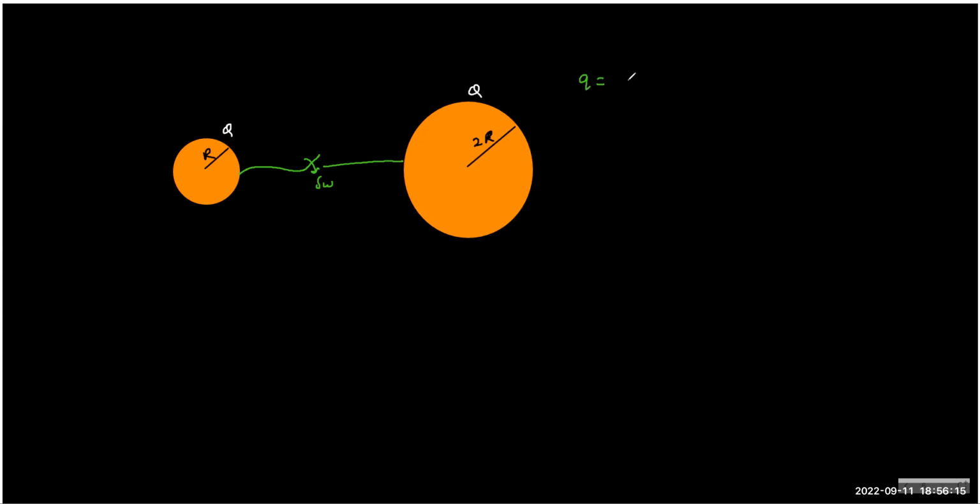So what is the C equivalent? 1 by C equivalent is 1 by C1, which is 4 pi epsilon naught R, plus 1 by C2, which is 4 pi epsilon naught 2R. So I can take 1 by 4 pi epsilon naught common. Just a moment.